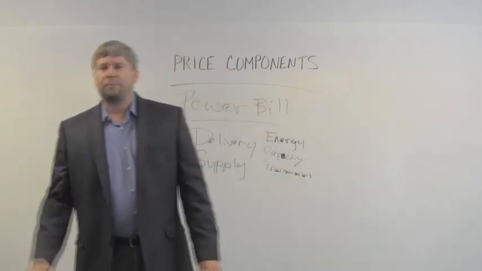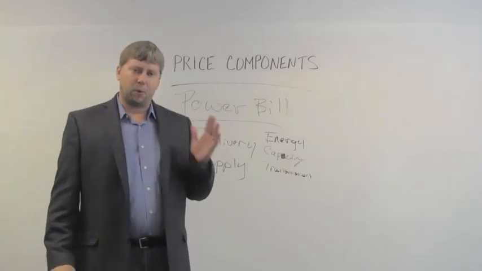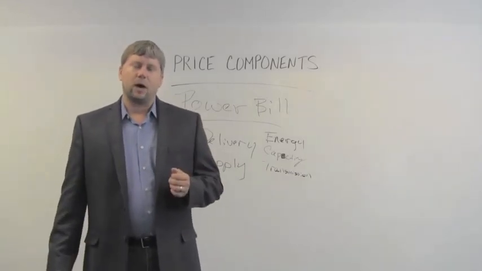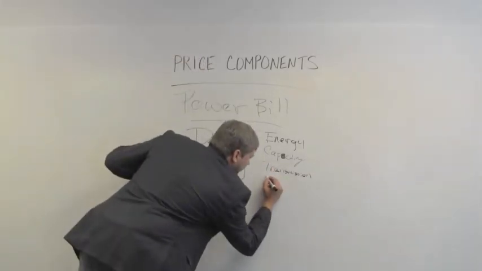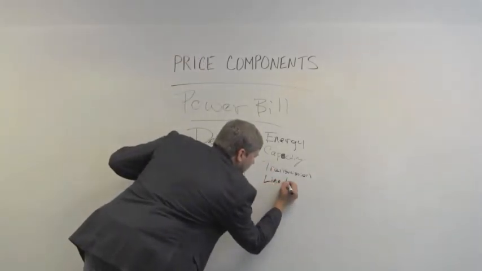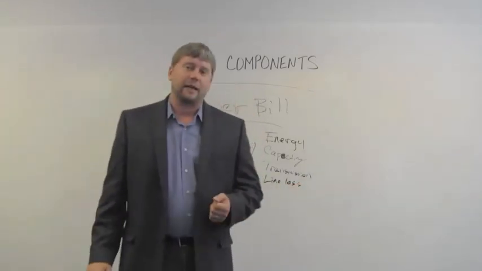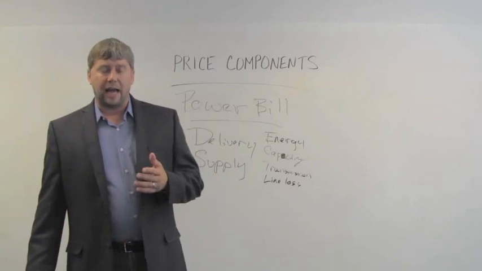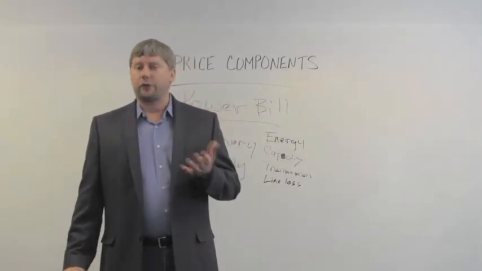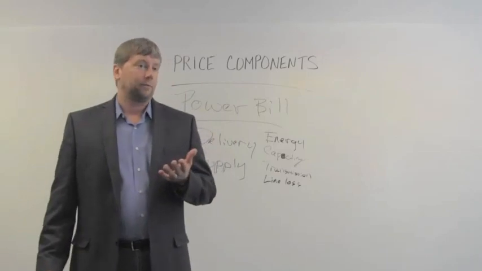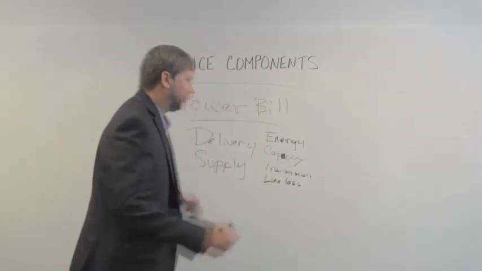Transmission is simply a charge which is to get the energy from point A to point B on the supply side. Now, in addition to transmission, you also have line loss. Now, line loss is exactly what it sounds like. When energy travels through lines, some of it bleeds out, and there is a cost for that lost energy. The utility doesn't pay it, you the consumer does, so that's a component of your supply.